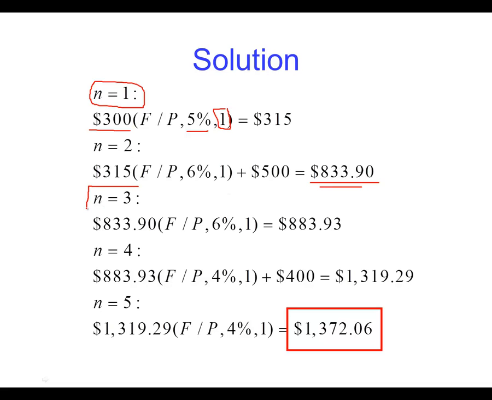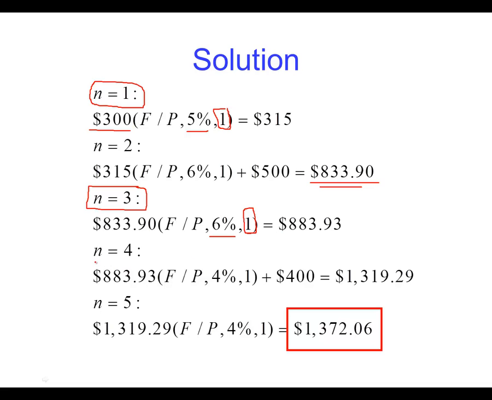Now for year 3, or period 3, we will move the $833.90 forward to year 4. So for one period with only 6%, that will equal $883.93.